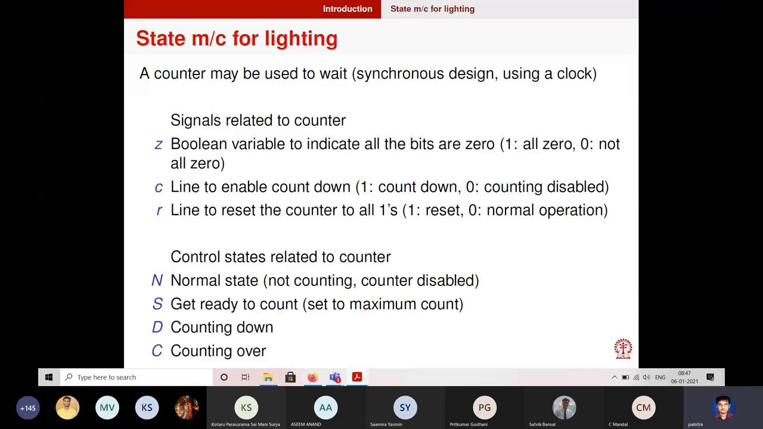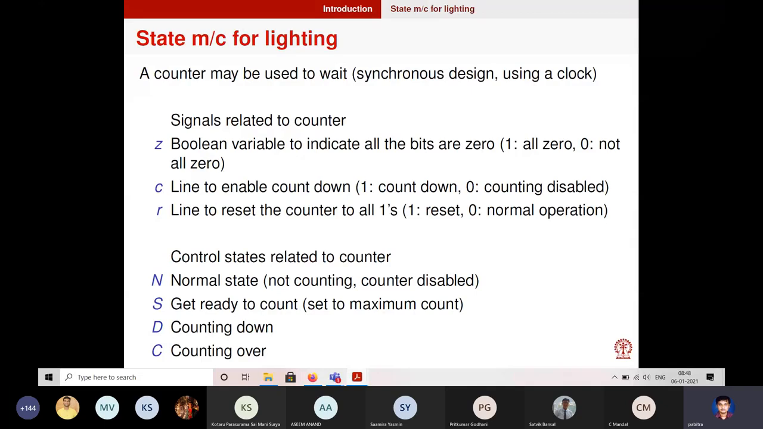See, these states are the ones which hold a memory of the past. And you have a D state, which means the counter is counting down. And you have a C state, which denotes that the counting is over. It has come to 0. All bits have counted down to 0. Okay. So these are the 4 states that the counter can be in. It can either be in a normal state, not counting. It can be in an initial state S, that is ready to count. It can start the countdown D, and then it goes on.